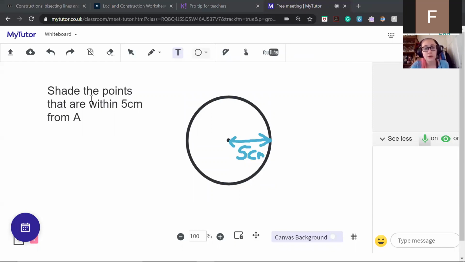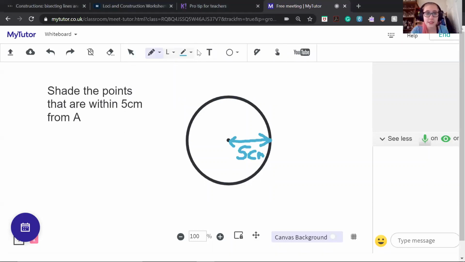So then if we want to shade all of the points that are within 5 centimeters, it's going to be everything that's within this circle.